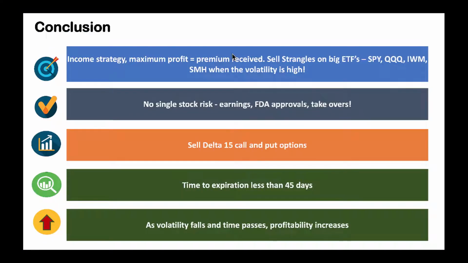To sum it up in a conclusion, I love selling Strangles, especially when the volatility is high. My favorite way is to sell Strangles on the big ETFs like SPY, QQQ, IWM and SMH, like you have seen just now. And it's an income strategy. Maximum profit is equal to the premium that you received.